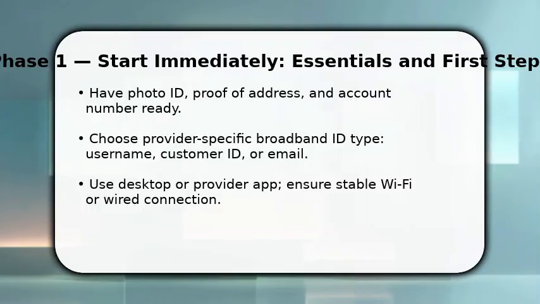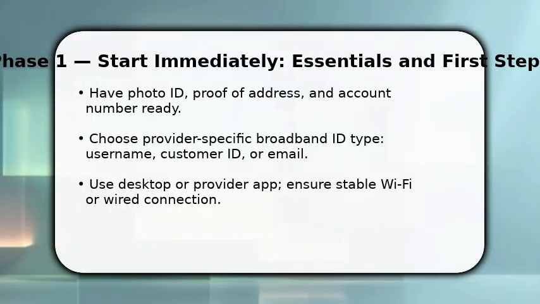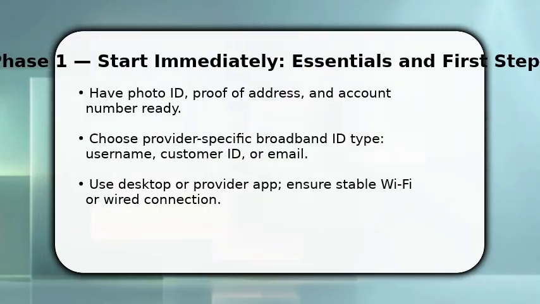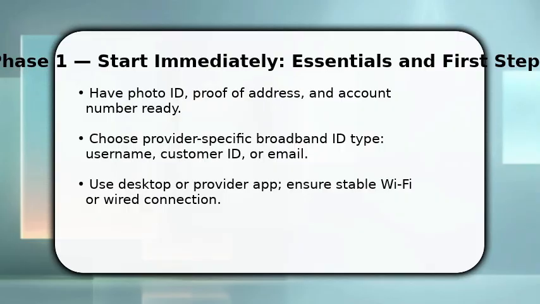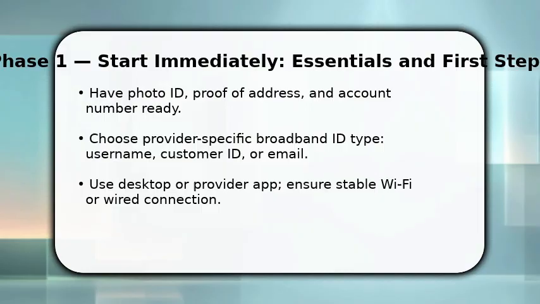You begin by gathering documents and opening the provider portal. This saves time. Have your photo ID and a recent bill ready because verification is immediate. Once logged in, select the Create Broadband ID or Register option. Providers use different labels. Make sure you use a stable connection and a desktop browser for full options.